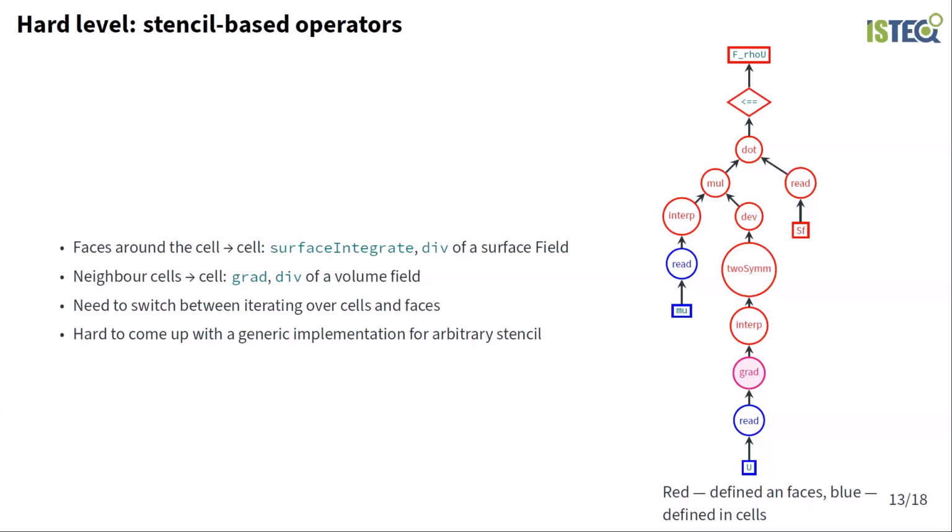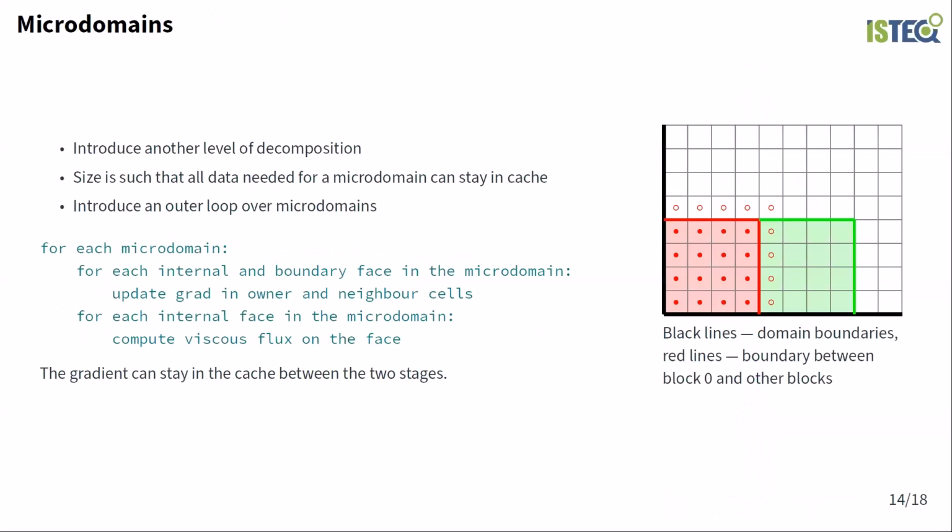And this means that we have to store the intermediate results somewhere, but we want to store them in a cache friendly way. And here we come to these microdomains, which means that we split our mesh into small sections, small microdomains whose size is similar to cache size.